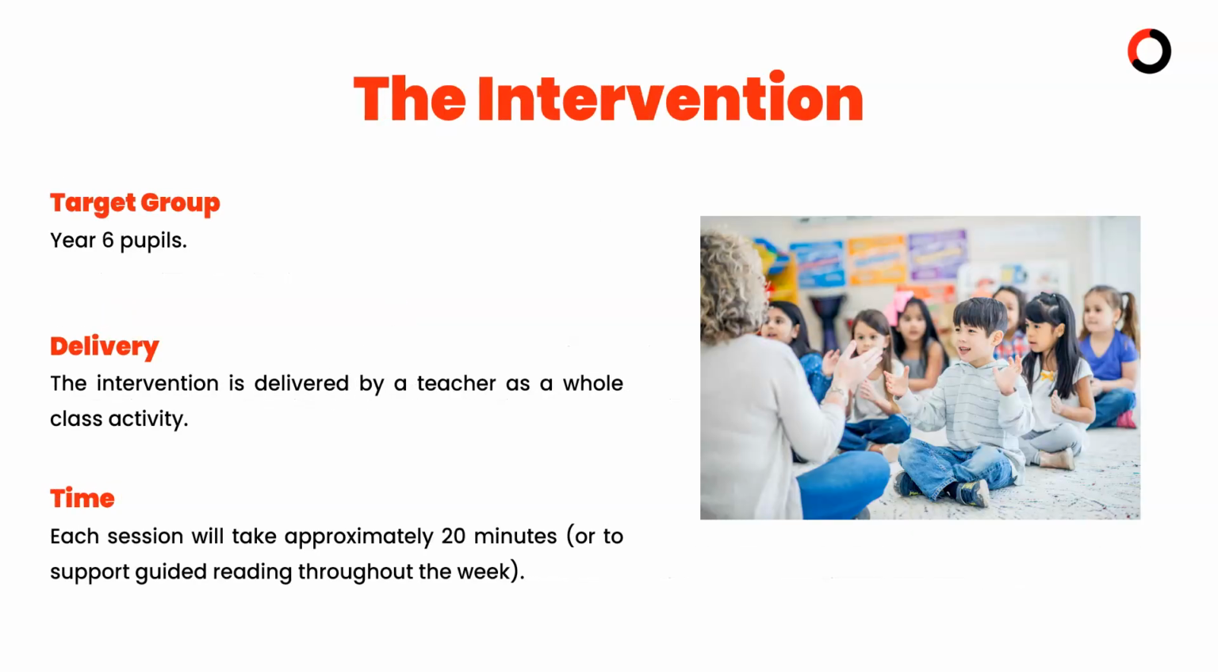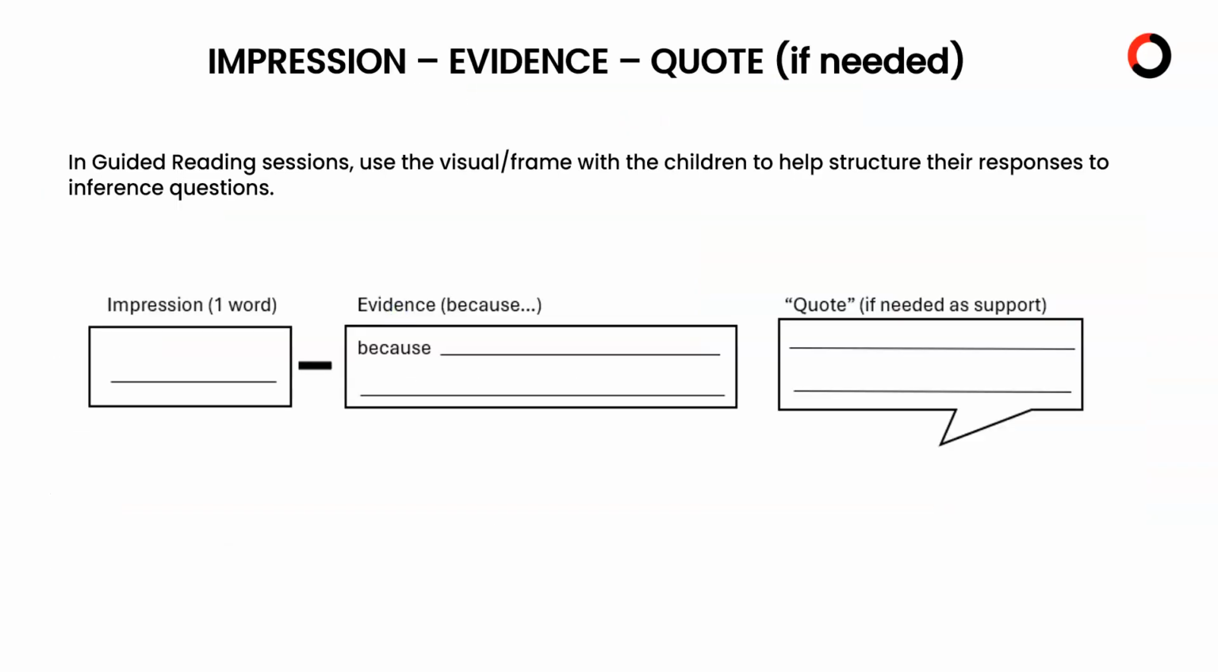So the intervention is targeted for Year 6 pupils. The intervention is delivered by a teacher as a whole class activity. Each session will take approximately 20 minutes, to support guided reading throughout the week. In the guided reading sessions, use the visual frame with the children to help structure their responses to the inference questions. This is the impression evidence quote, and you'll find an example of the PowerPoint in the resource folder.